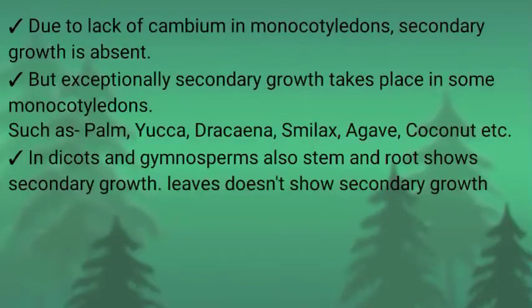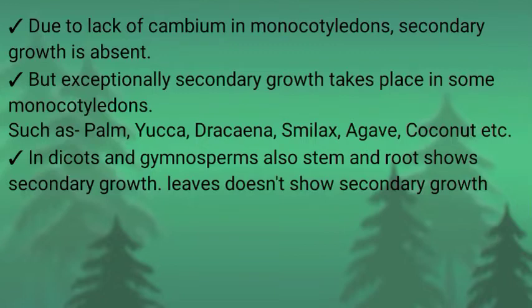Due to lack of cambium in monocotyledonous plants, secondary growth is absent. But exceptionally, secondary growth takes place in some monocotyledonous plants such as palm tree, yucca, dracaena, smilax, agave, and coconut plants. In dicots and gymnosperms also, only stem and roots show secondary growth. Leaves do not show secondary growth in dicots and gymnosperms.